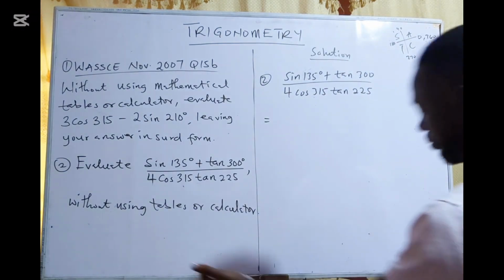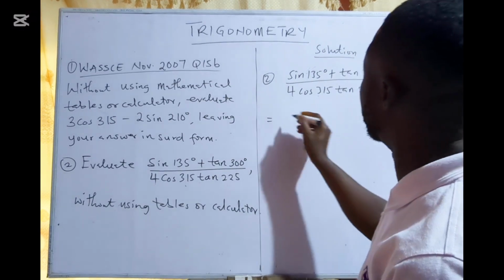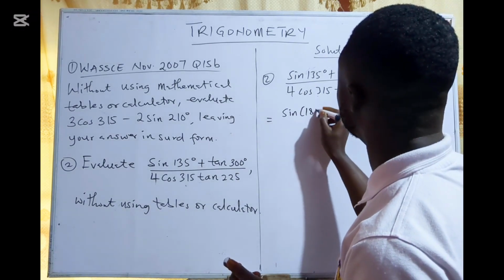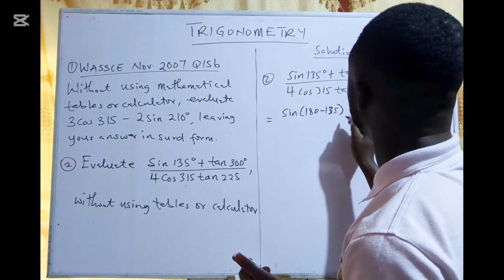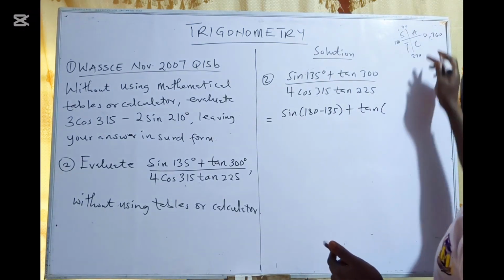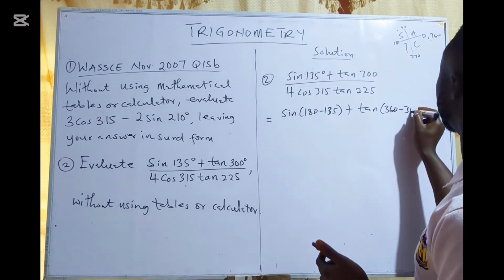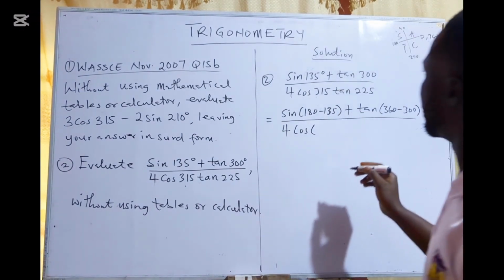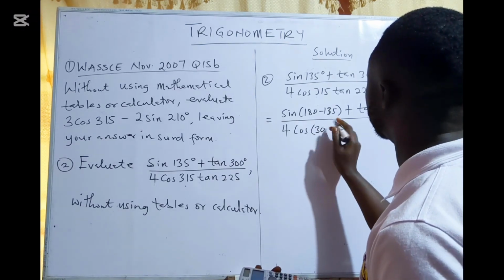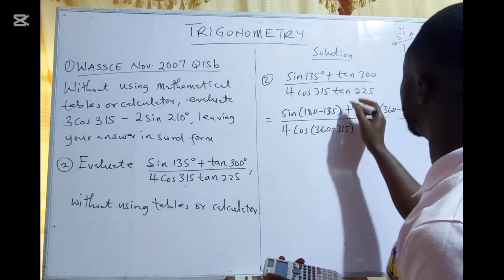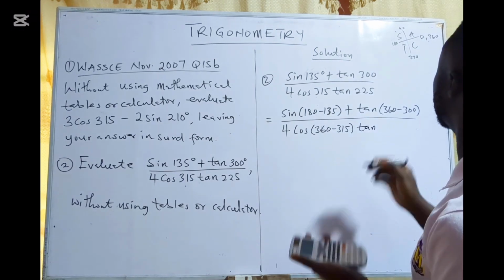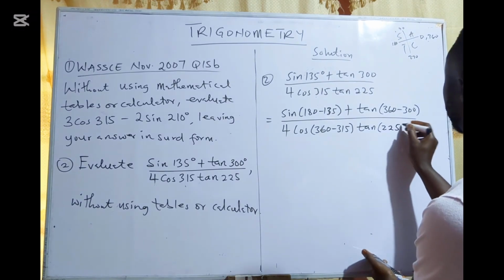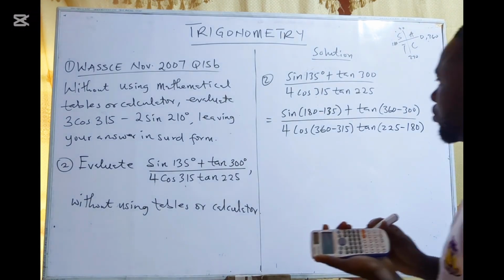Okay, without using a calculator. So we have sine 135, which is in the second quadrant, so that is 180 minus 135, plus tan 300, which is in the fourth quadrant, that is 360 minus 300, all divided by 4 cos 315, which is in the fourth quadrant, so that is 360 minus 315, multiplying tan 225. 225 is in the third quadrant, so that will be 225 minus 180. Okay, so this is what we are going to have.